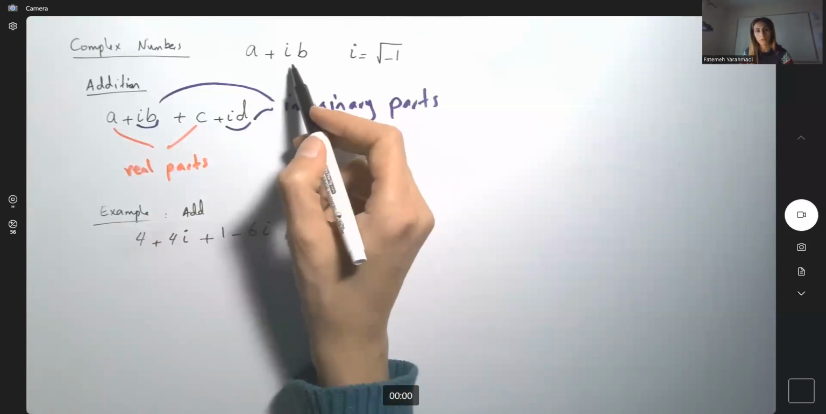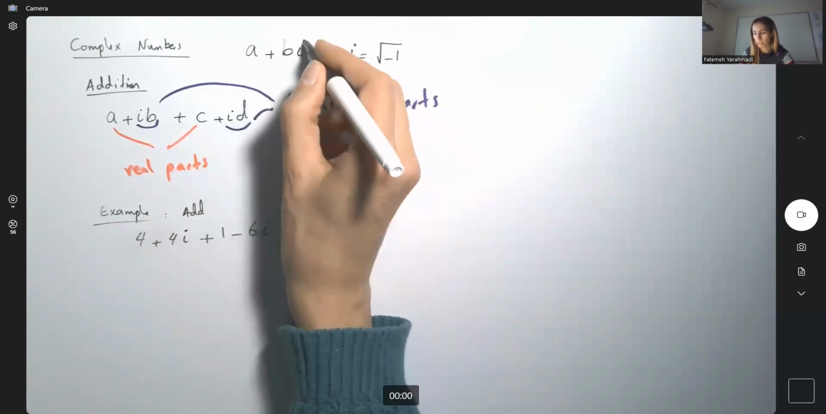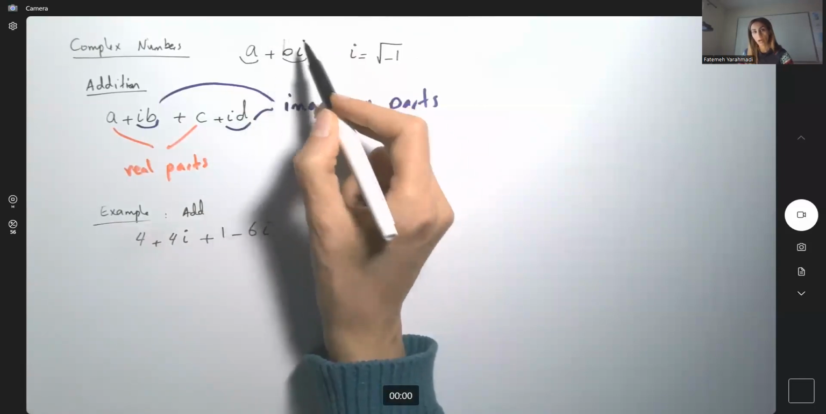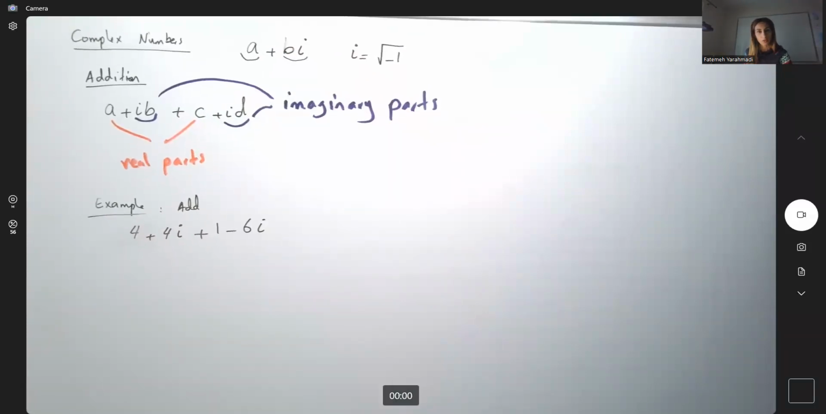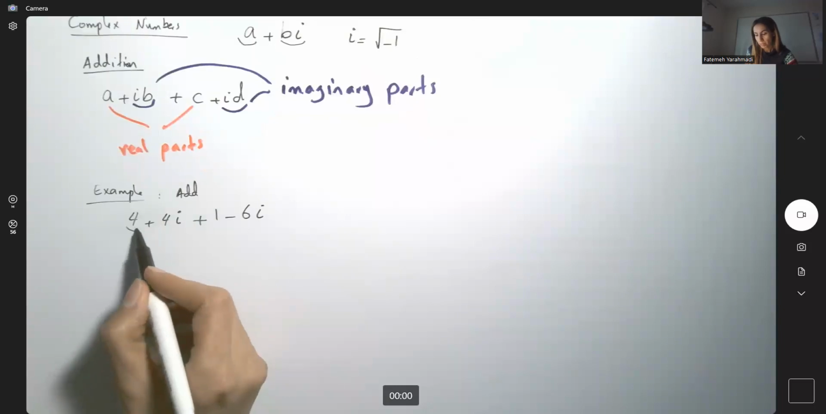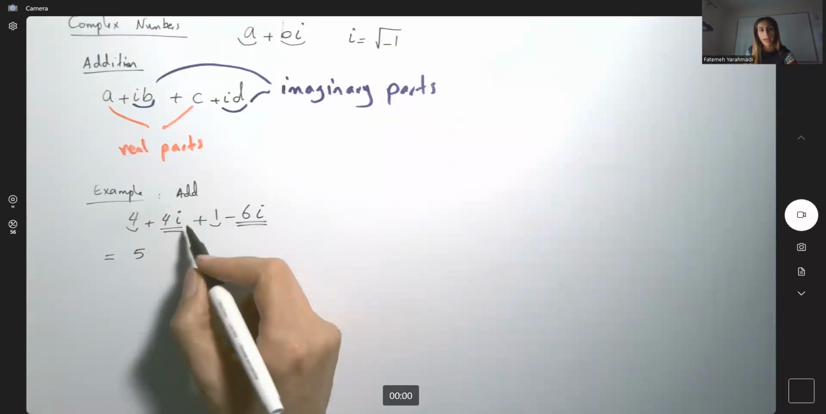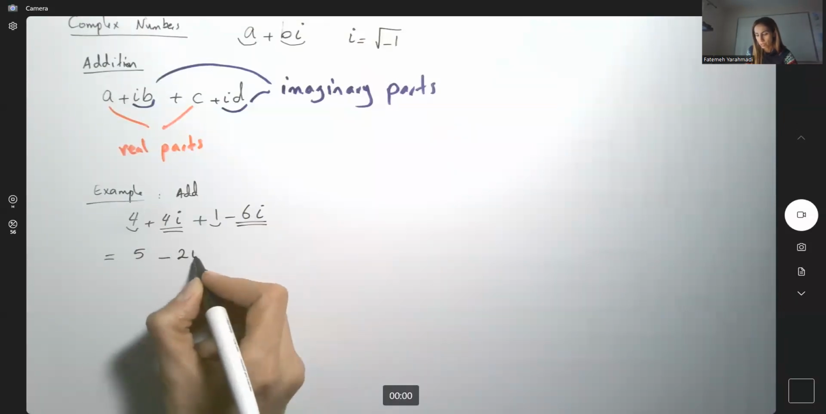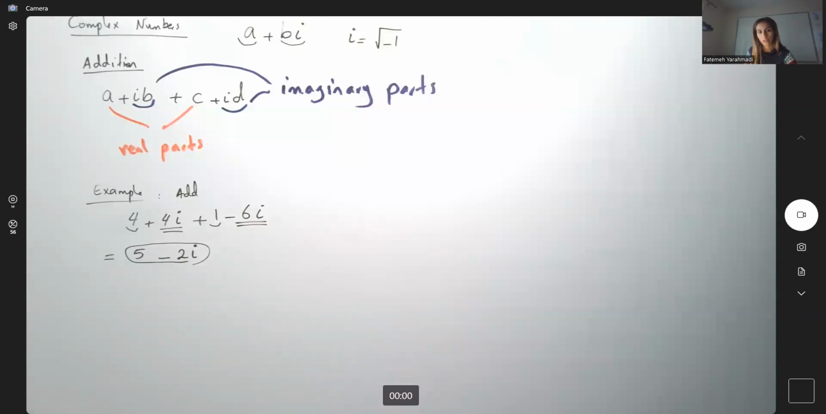So guys, it doesn't matter if you write i in front of b or you switch it around, b times i. They have the same meaning, but this is the real part, and this part that has i in it is the imaginary part. So when I ask you to add these two numbers, you're going to basically add the real parts, 5, and then you're going to add the imaginary parts. 4 apples minus 6 apples gives you -2 apples. So this is the result of this addition.